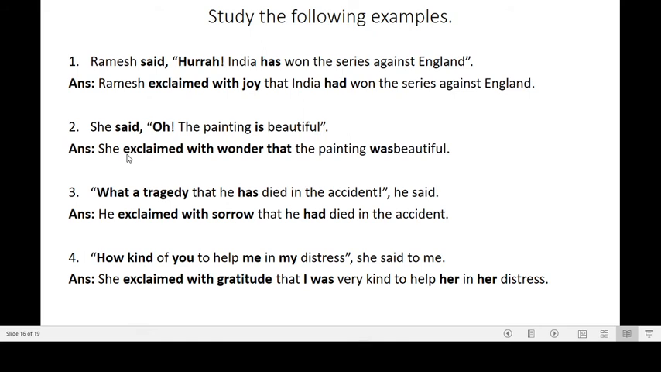Let's look at the second example. She said, "Oh, the painting is beautiful." So she's expressing her wonder with the word oh. So she exclaimed with wonder that the painting was beautiful. Present tense is changed into past tense. The painting was beautiful.